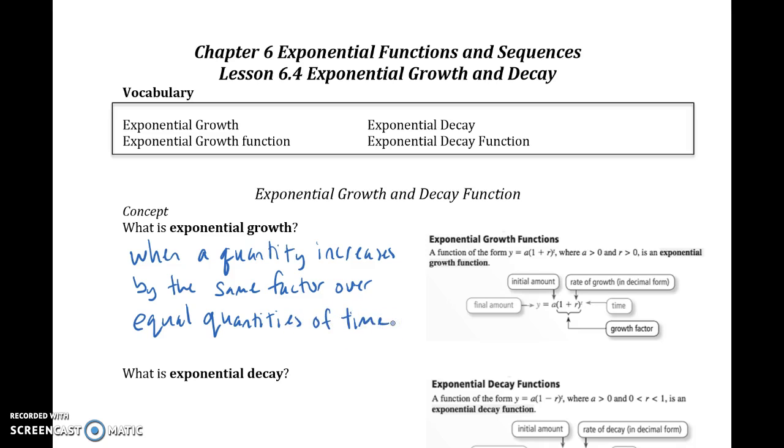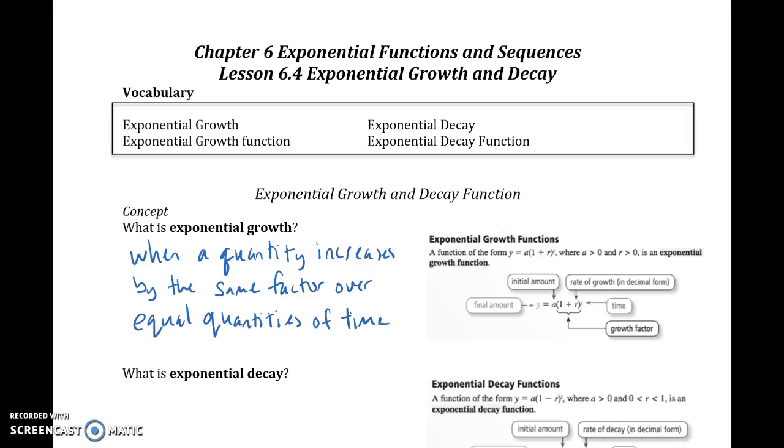So that's kind of a fancy way of saying, for example, if you deposit money in a bank, it's going to go up like 2% every year or something like that. So you have a constant increase, right? The same factor, so it's multiplying by the same factor every time. And then we're looking at a specific amount of time. So every year, every month, every 2 weeks, just some standard measurement.